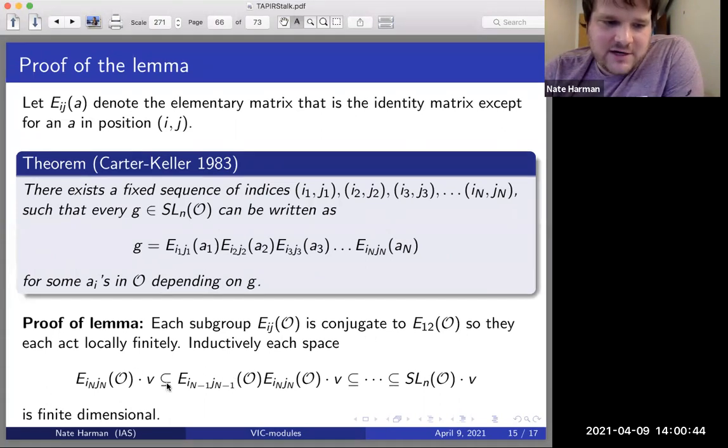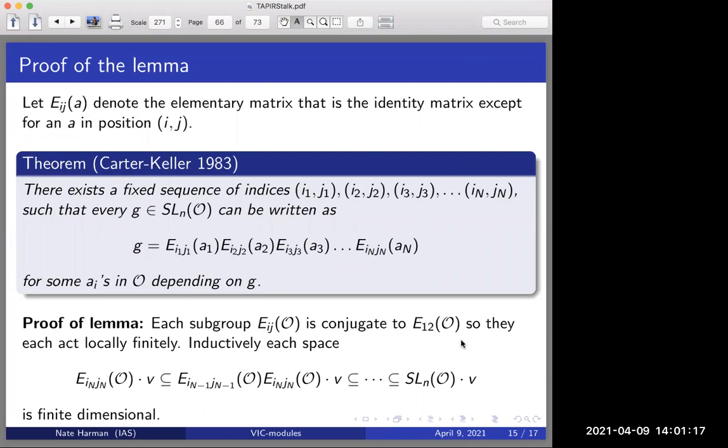And then we just take our vector and hit it one by one with this sequence. At each step, we start with something finite dimensional, and we have this local finite dimensionality condition. So each step preserves finite dimensionality. And so by the time we get to this entire thing of length capital N, it stays finite dimensional. So that's the entire proof of that lemma. Cool. So I hope that might be useful.